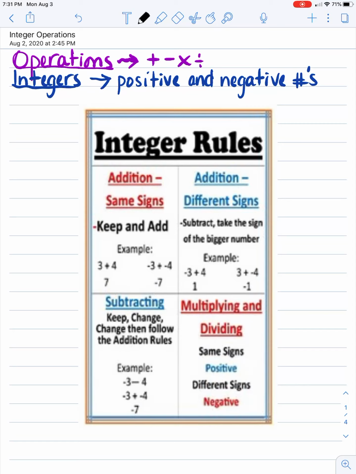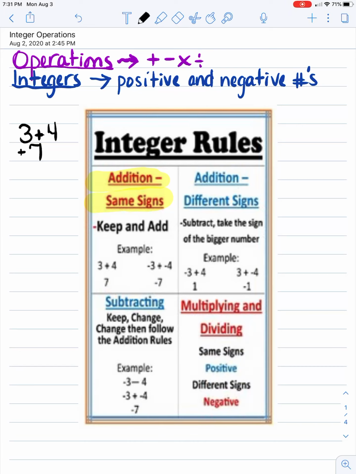So now that you've copied the anchor chart, let's go over how to actually use these integer rules. First I'm going to go one at a time, and then I'll show you how to make choices and use it for the rest of the year. So first let's take a look at adding integers that have the same signs. The first example they give is positive 3 plus positive 4. Both are positive, so I keep the sign, add the numbers. So I'm going to keep that positive. 3 plus 4 is 7.